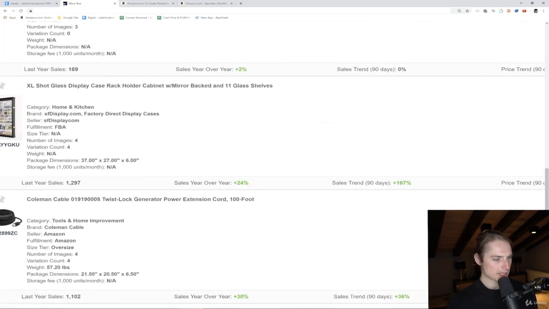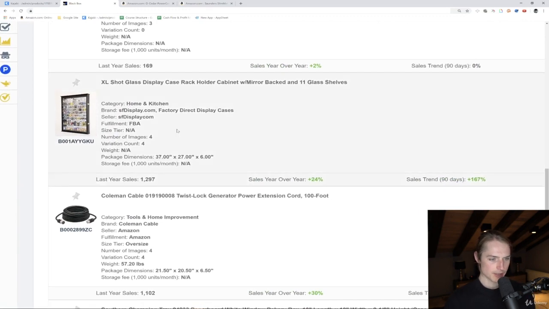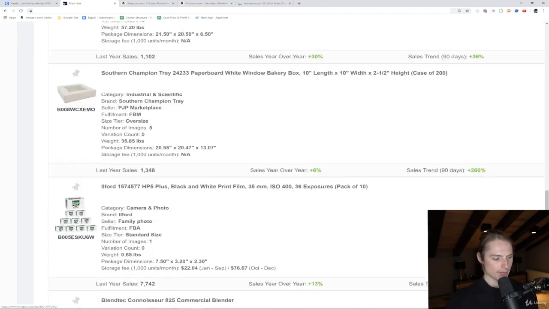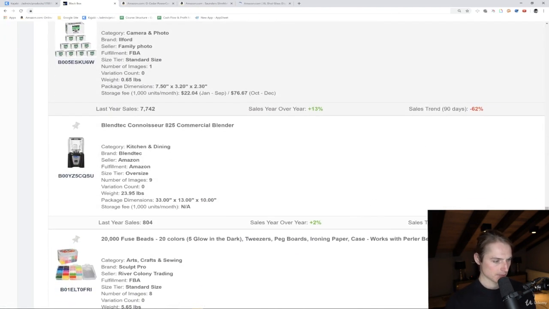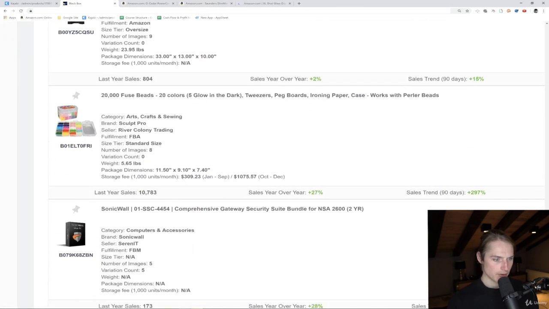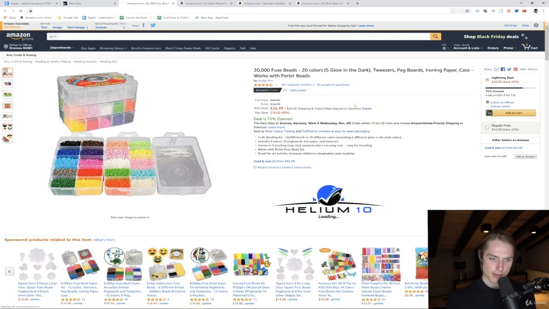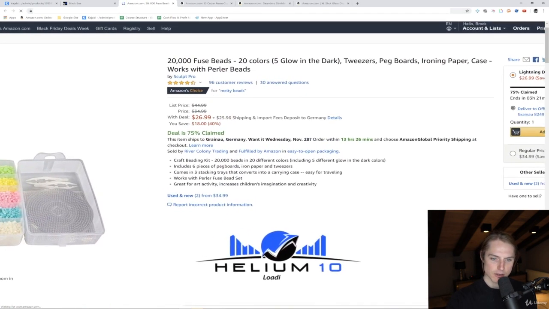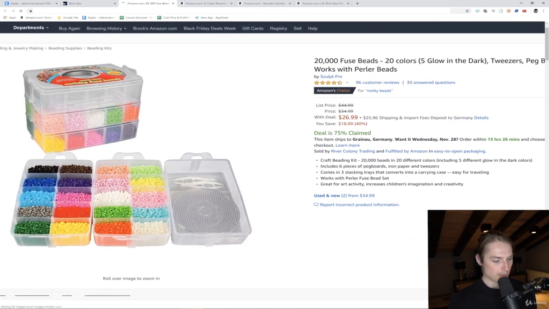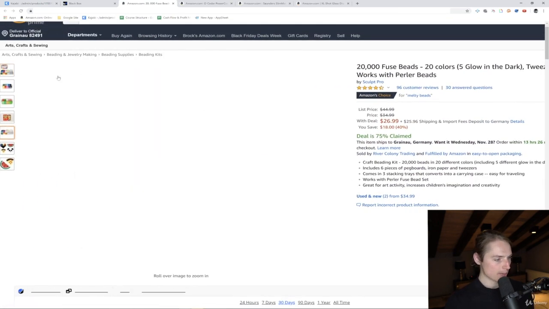A shot glass display case. Interesting. You could do that potentially. Fuse beads. What is this? This looks like a hobby, so this is something interesting to me. Let's take a look at that because I really like hobbies. They have fuse beads, 20 colors. So it's kind of a bundle, and people like to spend a lot of money on their hobby.